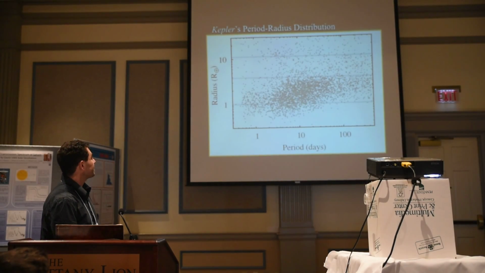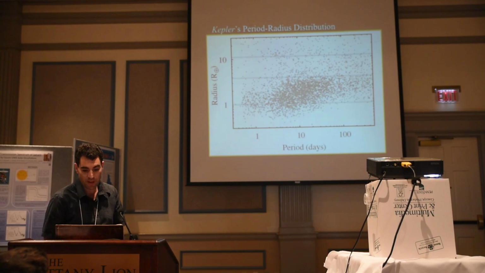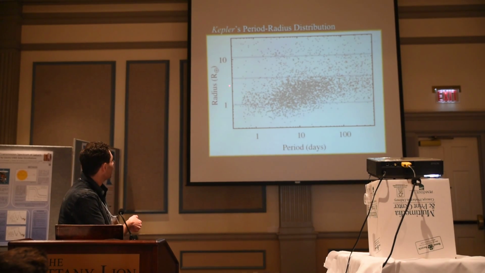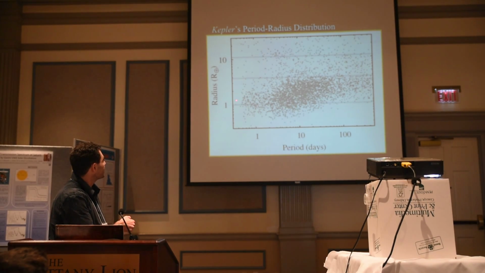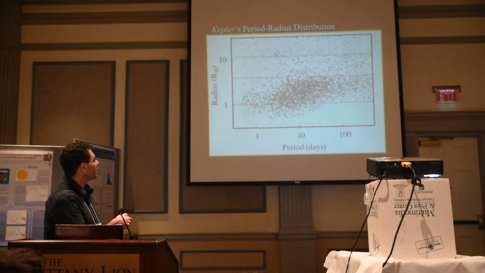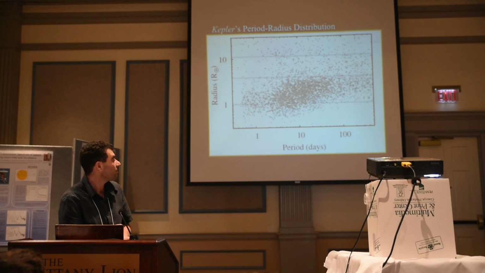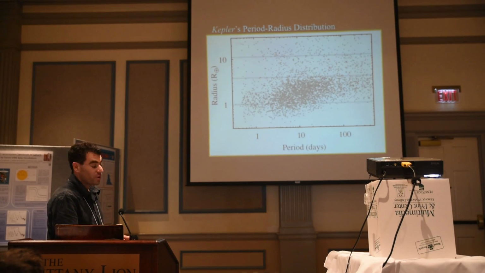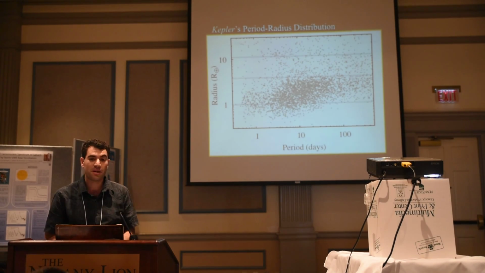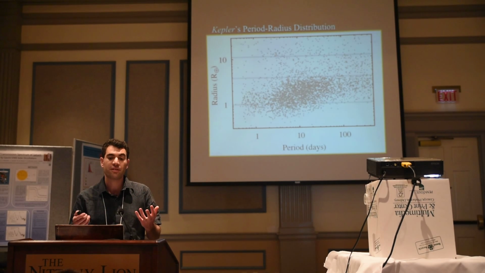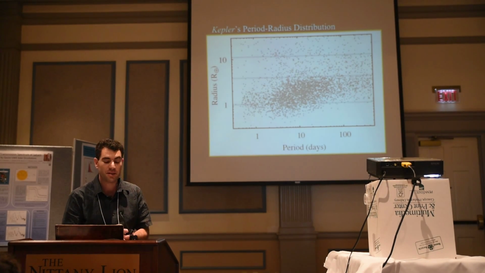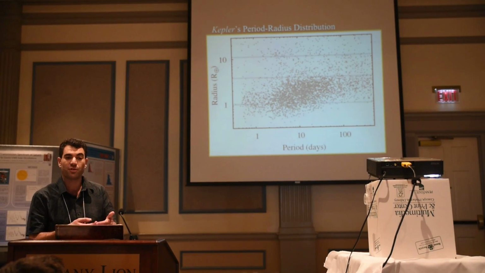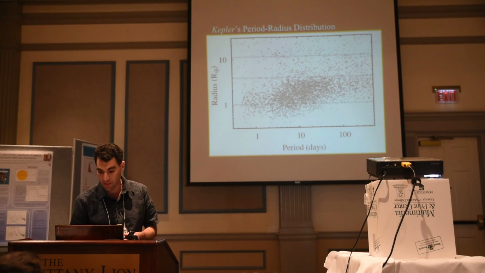So you've all seen this. This is Kepler's period radius distribution. And here is Earth's radius, here is Neptune size. And it turns out that planets between Earth and Neptune in size are really, really common. And we don't have any examples like that in the solar system, but it's a very interesting sort of size range of planets to study because this is the transition from rocky planets to planets that retain deep atmospheres.